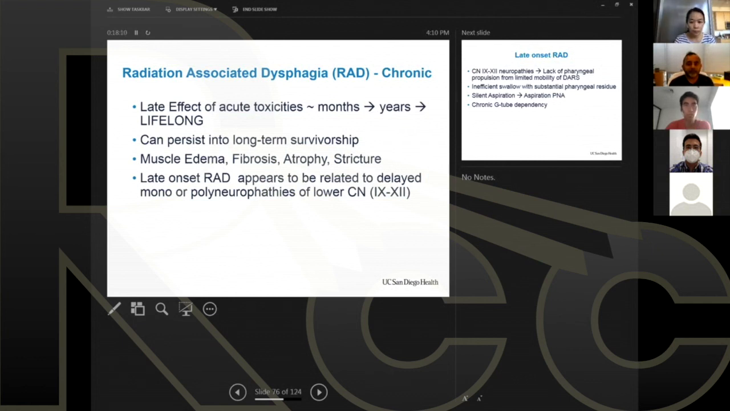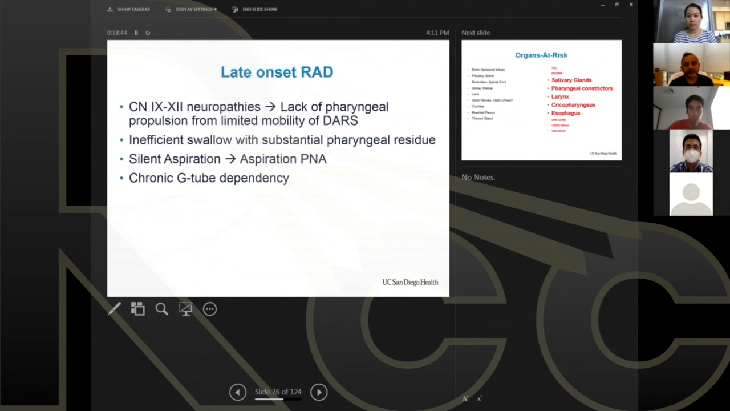And these side effects can be related to, outside of the acute inflammation where you see chronic muscle edema, you can see chronic muscle fibrosis, atrophy, and strictures. And then there's this late onset, radiation-associated dysphagia that appears to be really related to delayed either mono or polyneuropathies of the lower cranial nerves that really help with the sense of swallowing. So cranial nerves 9, 10, and 11 and 12 often are the nerves that seem to play a role in some of our patients where they have these side effects.